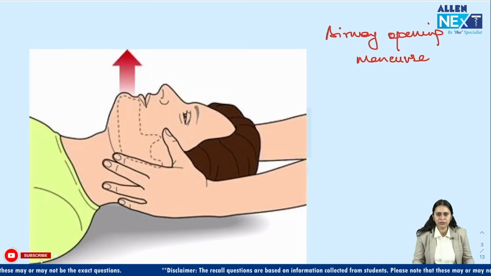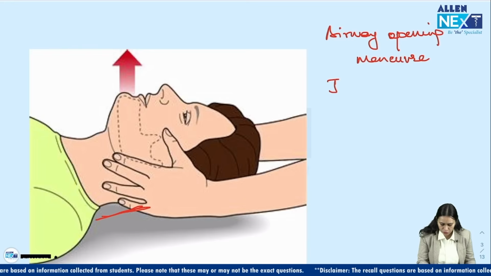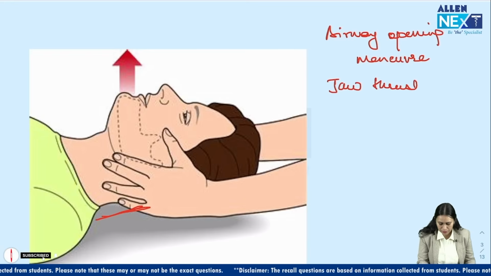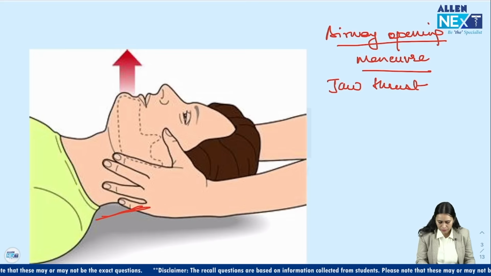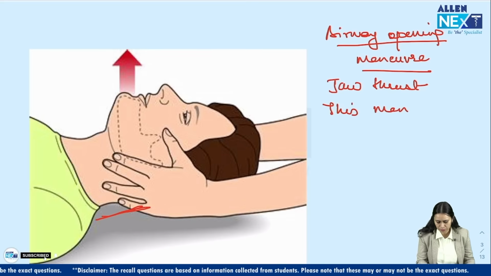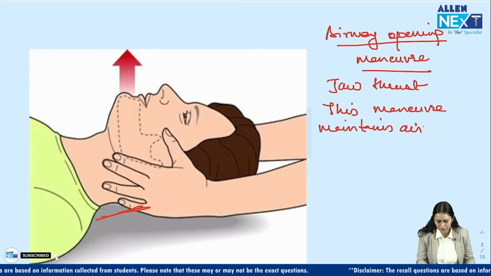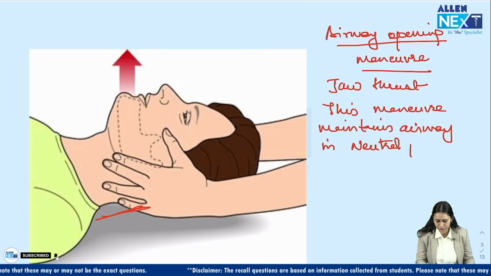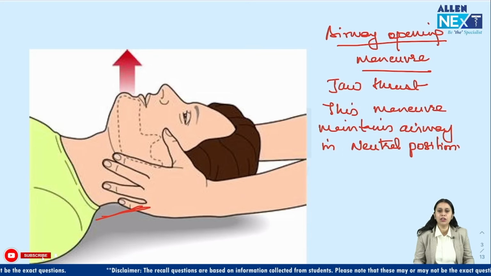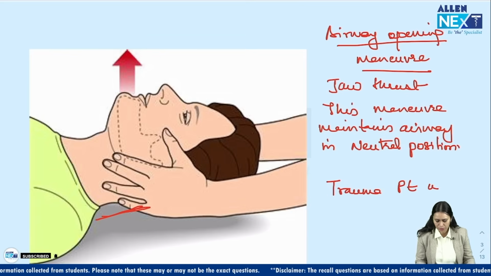Now what is the benefit of this maneuver? In this maneuver, the head and neck joint are in neutral position. So this maneuver maintains the airway in neutral position. This is the maneuver of choice to open an obstructed airway in a trauma patient. So this is the maneuver for a trauma patient with an obstructed airway.